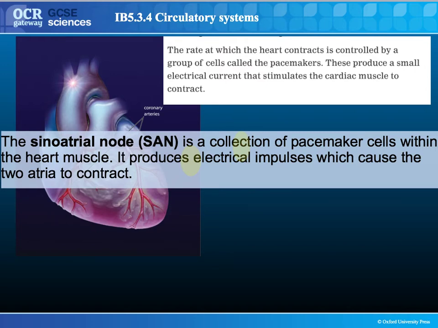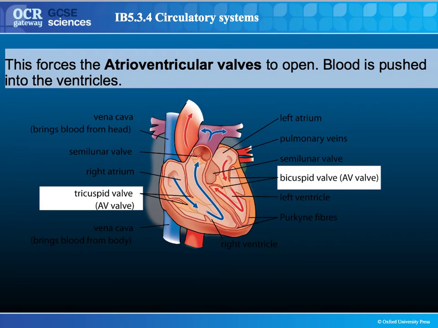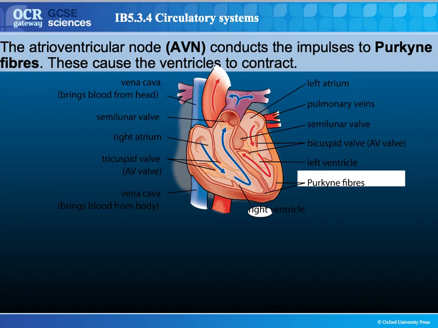So this starts off with what we call the sinoatrial node. These pacemaker cells are found within the heart muscle, and we can see from the atrial part of the name that the electrical impulses that they produce are going to work on the atria, and they cause the atria to contract. Now, that contraction here in the atria forces the blood through the atrioventricular valves, and from there the blood enters the ventricles.